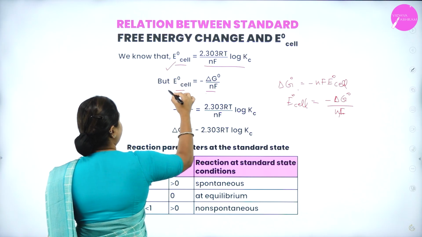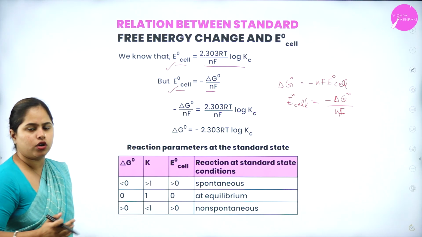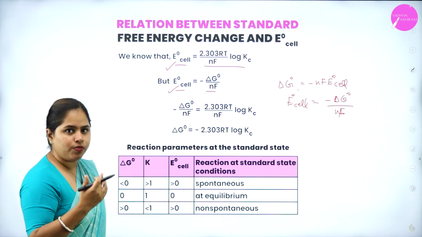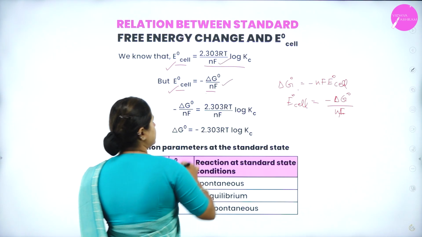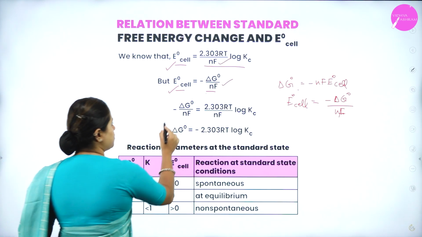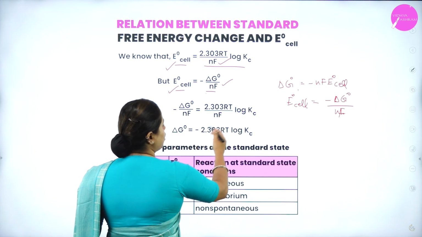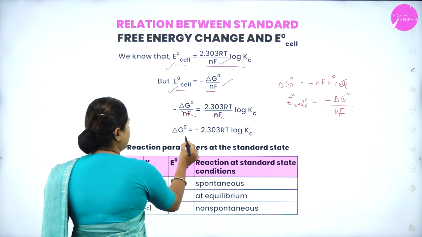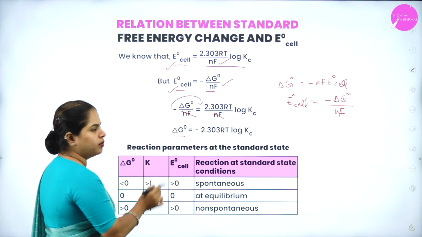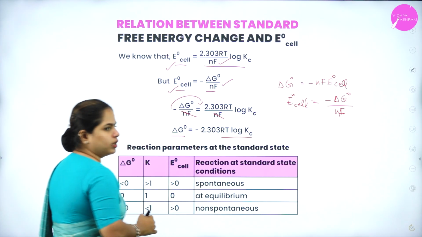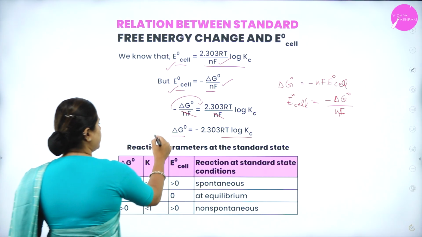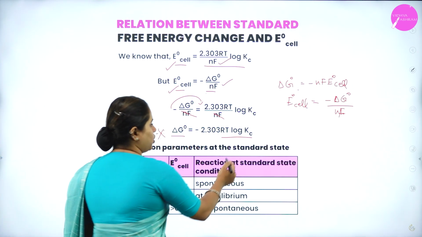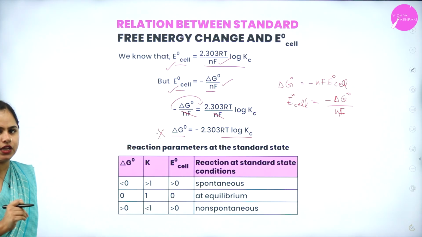Now we have two equations for E naught cell. E naught cell is equal to 2.303 RT by NF log Kc, as well as E naught cell is equal to minus delta G naught by NF. So what can I do? I can equate these two equations, right? Both of them are equal to E naught cell. So minus delta G naught by NF is equal to 2.303 RT by NF log Kc. Now NF and NF can be cancelled out. So your final equation will be delta G naught is equal to minus 2.303 RT log Kc. This is a very important equation, which relates delta G naught, Gibbs free energy, and equilibrium constant. So I hope it is clear. These two equations are very important to remember.